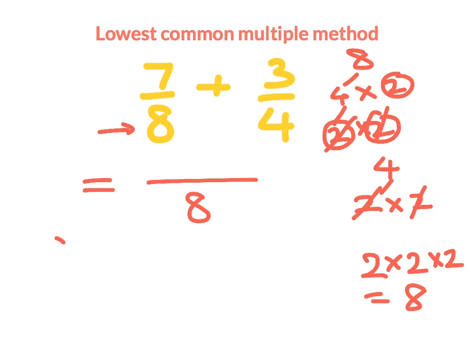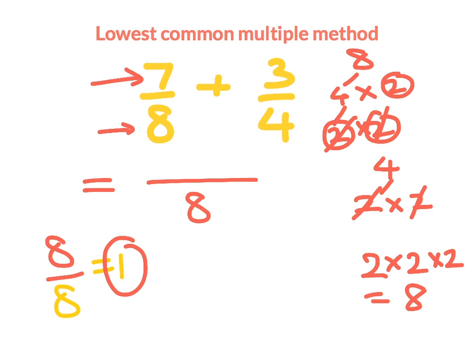So if you divide 8, which is our new denominator, by the fraction's denominator, which is 8. That's why I put them in different colors so that you can see. The 8 here goes here one time. So once you have that value, the next thing you do is you multiply this 1 by the numerator.